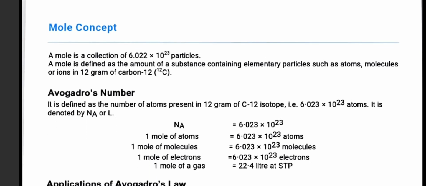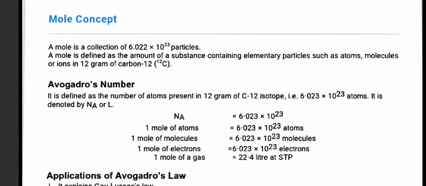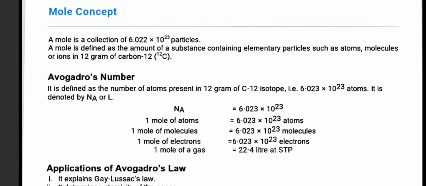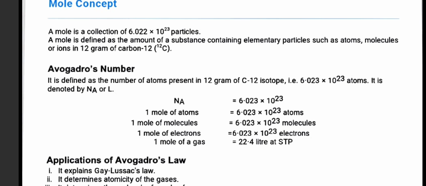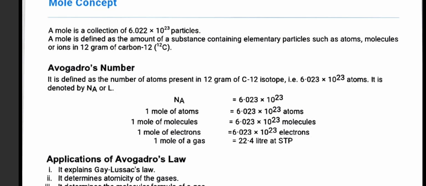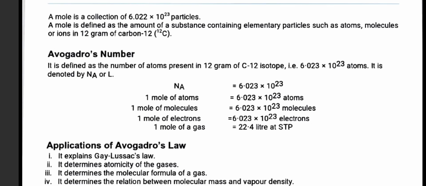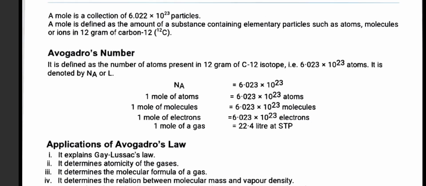So what is the mole concept now? A mole is a collection of 6.022 into 10 to the power 23 particles. A mole is defined as the amount of a substance containing as many elementary particles, such as molecules or ions, as there are atoms in 12 gram of carbon. Avogadro's number is identified as the number of atoms present in 12 gram of carbon-12 isotope, i.e. 6.022 into 10 to the power 23 atoms, denoted by N0, Na or L. So Na, 1 mole, is equal to 6.022 into 10 to the power 23.